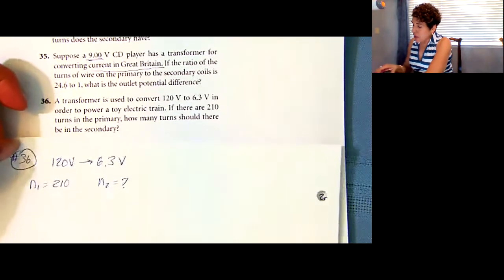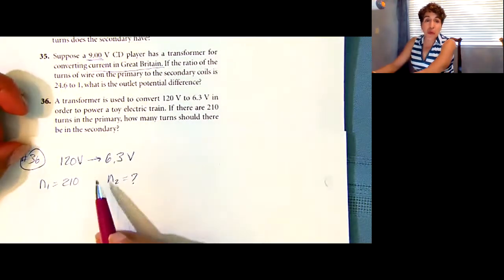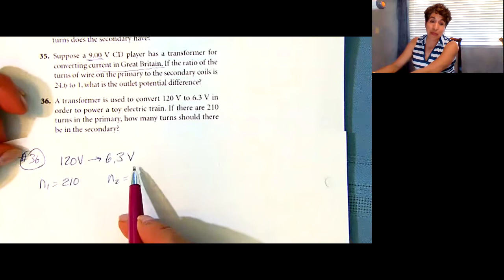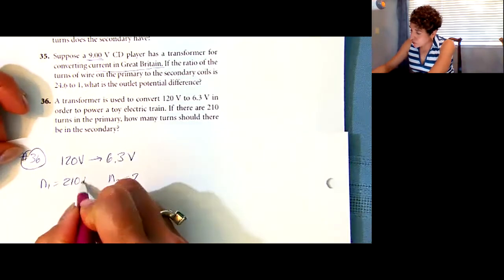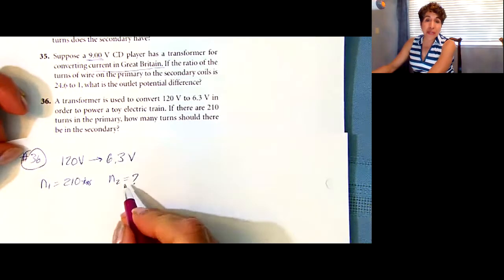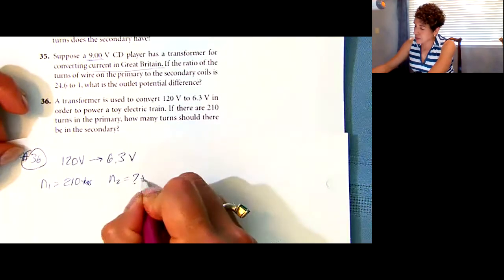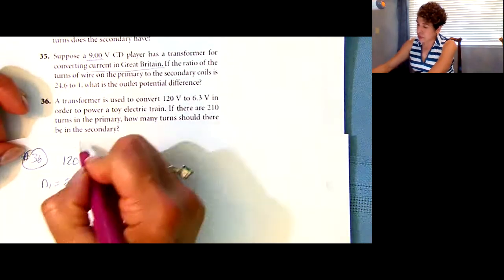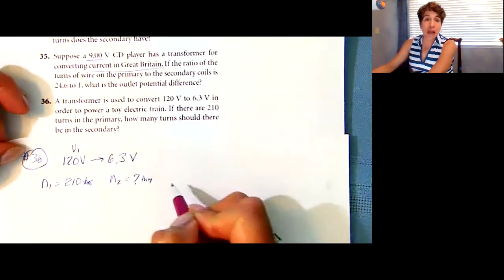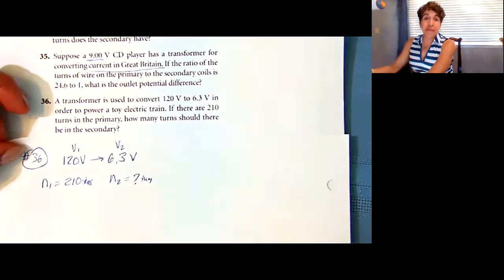Okay, we have 120 volts. It's being converted to 6.3. The primary is 210 turns. I'll write it down. So the question is, how many turns in the secondary? This is the primary, and here's my secondary.